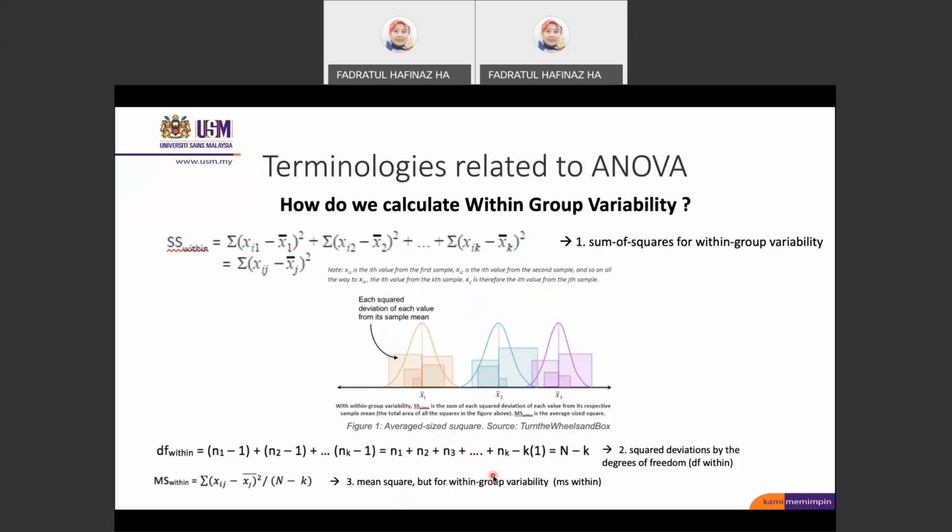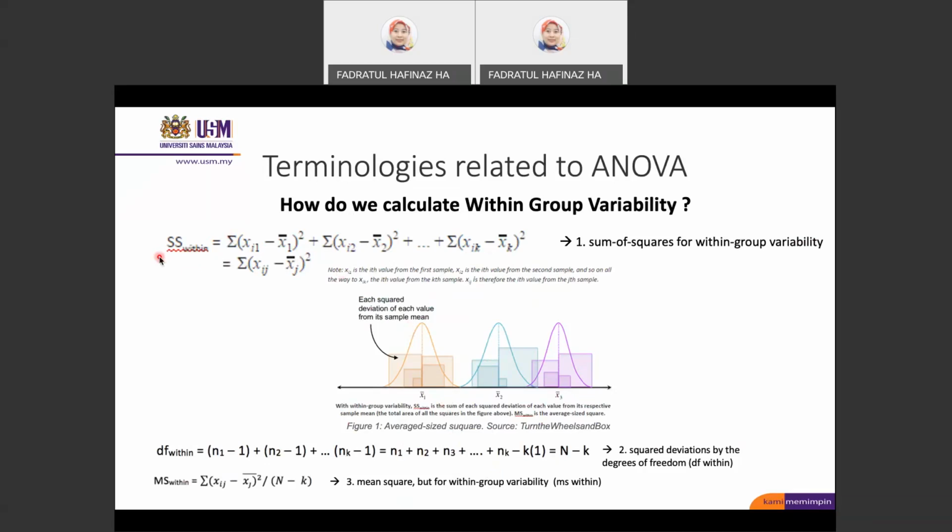So how do we calculate within group variability? We can measure within group variability by looking at how each value in each sample differs from its respective sample mean. First, we take the squared deviations of each value from its respective sample mean and add them up. This is the sum of squares for within group variability.